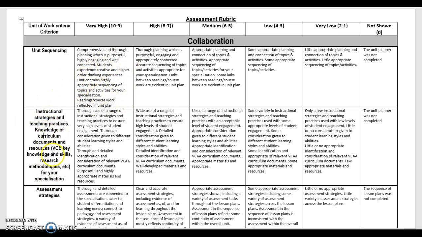So the second criteria is looking at the specific instructional strategies and the key teaching practices that you've included, in addition to the curriculum documents. So not only have you included a range of instructional strategies and teaching practices so that students are engaged, you've thought about the different learning styles, so you've incorporated differentiation, and you've really thought significantly about the curriculum documents. So we're talking about the study design, advice for teachers, the examiner's report at the end of the year, all the documents that need to be considered when you're actually writing a unit plan for VCE. Your materials and resources are appropriate for the year level.